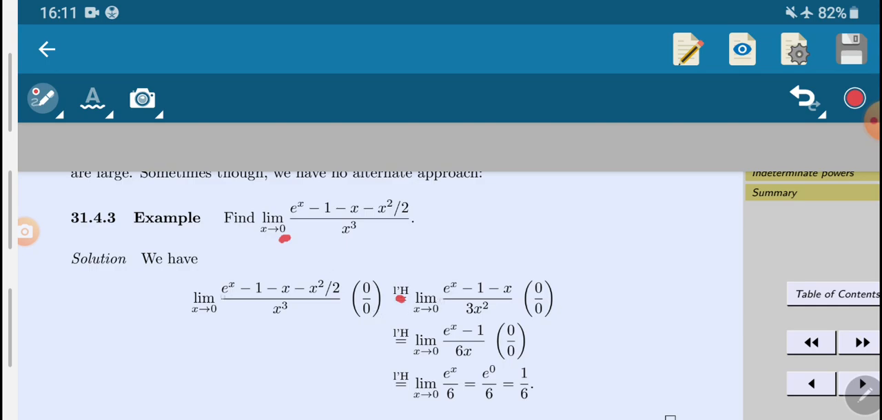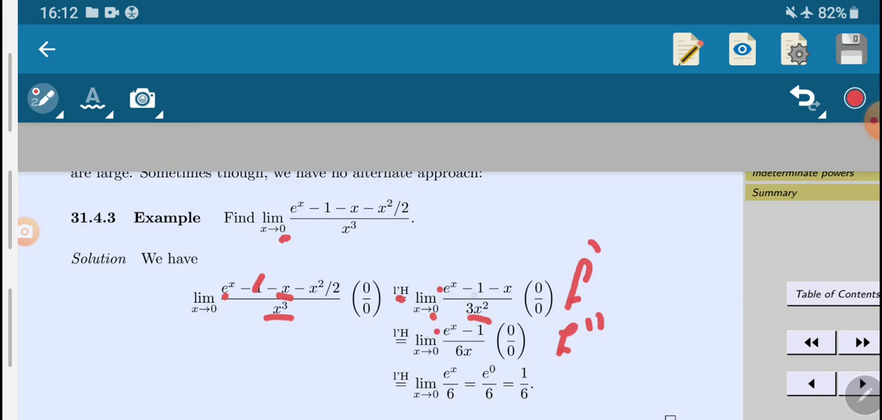Up, the derivative of e power x is e power x. The derivative of 1 is 0. Negative x is negative 1. X squared over 2 gives negative x. On the bottom, x power 3 gives 3x power 2. So replace x up and down by 0, it becomes 0 over 0. So the first derivative is not sufficient. Let's do the second derivative.